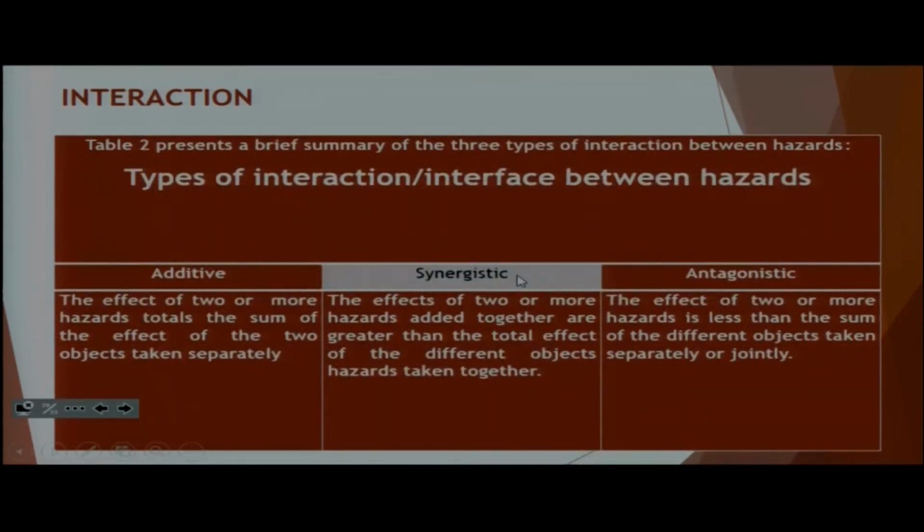This table just sums up what we have said. Additive, synergistic, and antagonistic types of interactions. These are called the types of interactions. We've already gone through them.